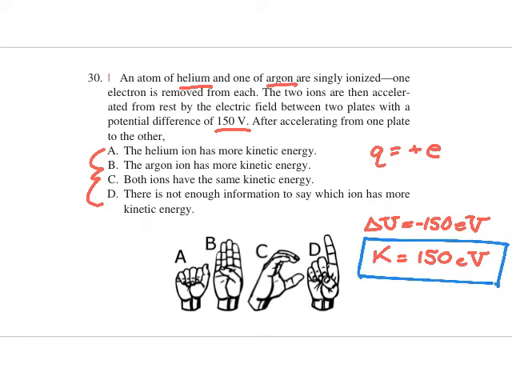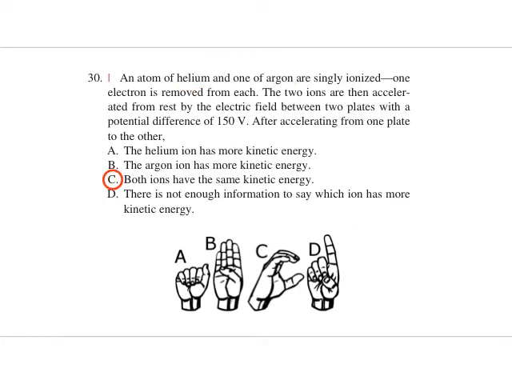The fact that they have different masses will affect their speeds, but it will not affect their energies. That is determined by the potential and the charge. So think about that one. That's a bit of a head scratcher, but you should get C. Remind yourself of those details. We're on to the next question.